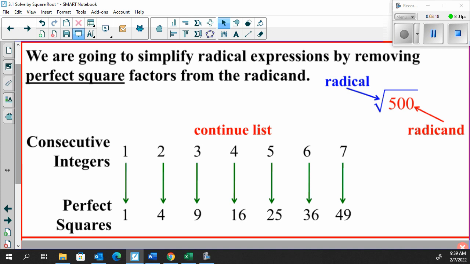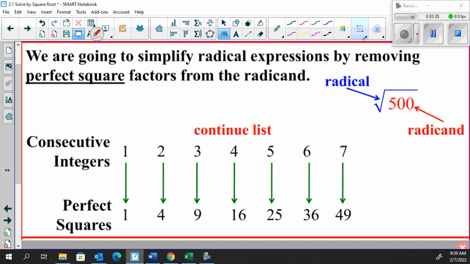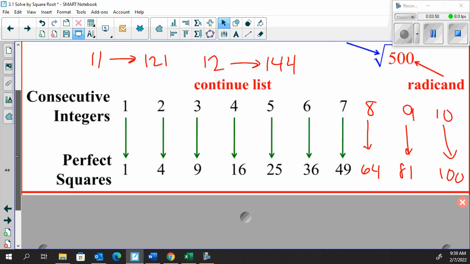I'm going to add a couple other ones up here. You know what 8 squared is? Or 9. 10 is easy. 100. Do you know what 11 is? Do you know what 12 is? Wow. Not too bad. So these are our perfect square numbers. We're going to use these things to simplify some stuff.